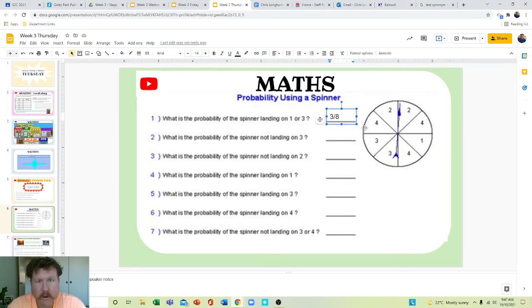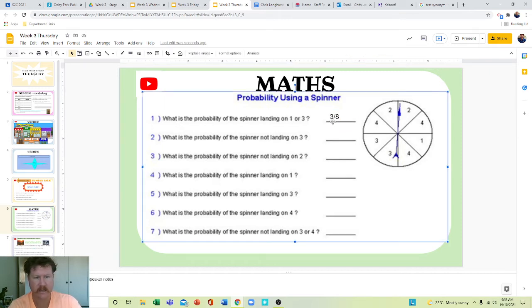But probability is one of those things where it's super duper easy if you allow it to be. If you say to yourself, oh, it's just numbers and fractions, no, don't think that way. It's easy. The second question asks us, what is the probability of the spinner not landing on a 3?